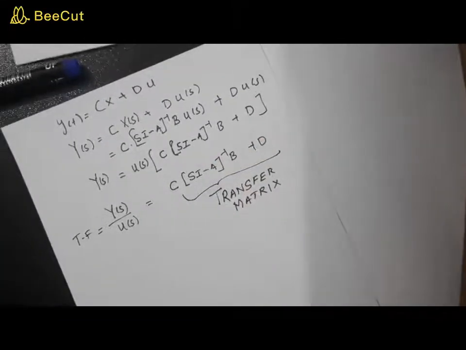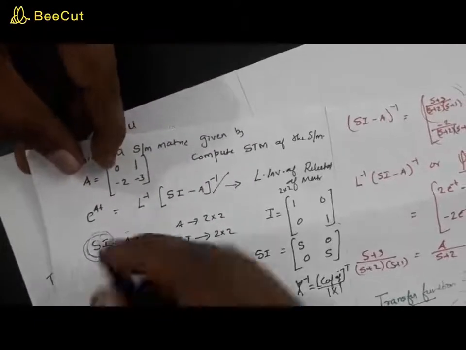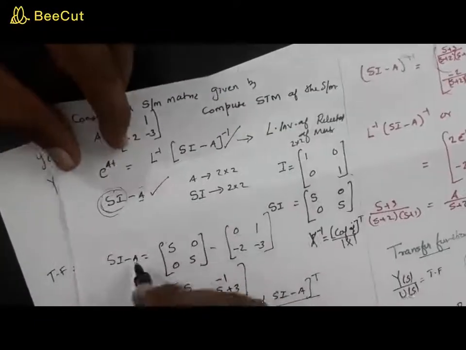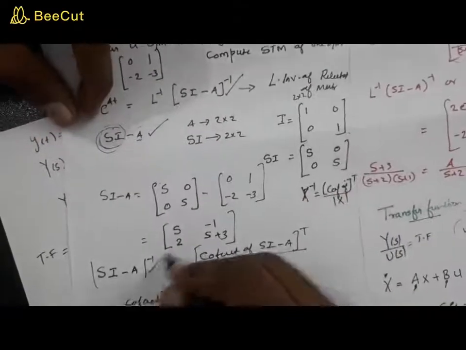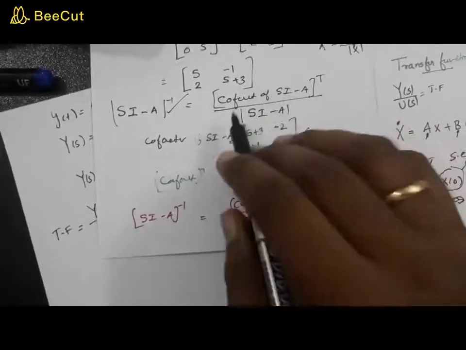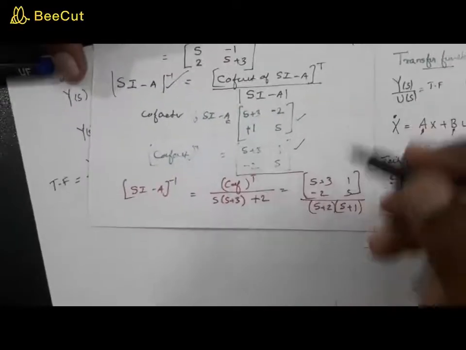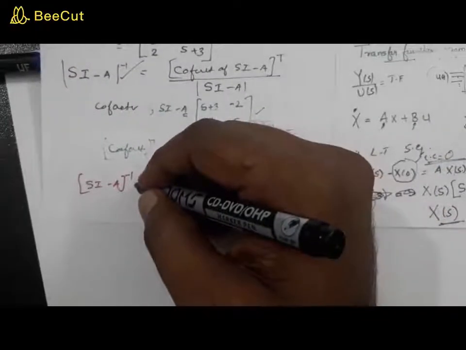If you are asked to find the state transition matrix, the first thing you need to find is sI - A. Look at the problem which we have done. First you find sI - A, then you take the inverse of this. The inverse is the transpose of the cofactor matrix divided by the determinant. That is your (sI - A)^-1. Now, that is not the STM.